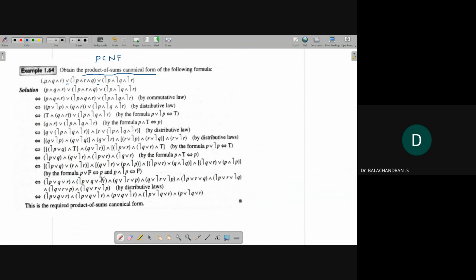For example, you can see here this is a sum of products. This is a product, this is also a product, this is also a product. In each, all the variables are present, here also all the variables, here also all the variables. This is in PDNF.